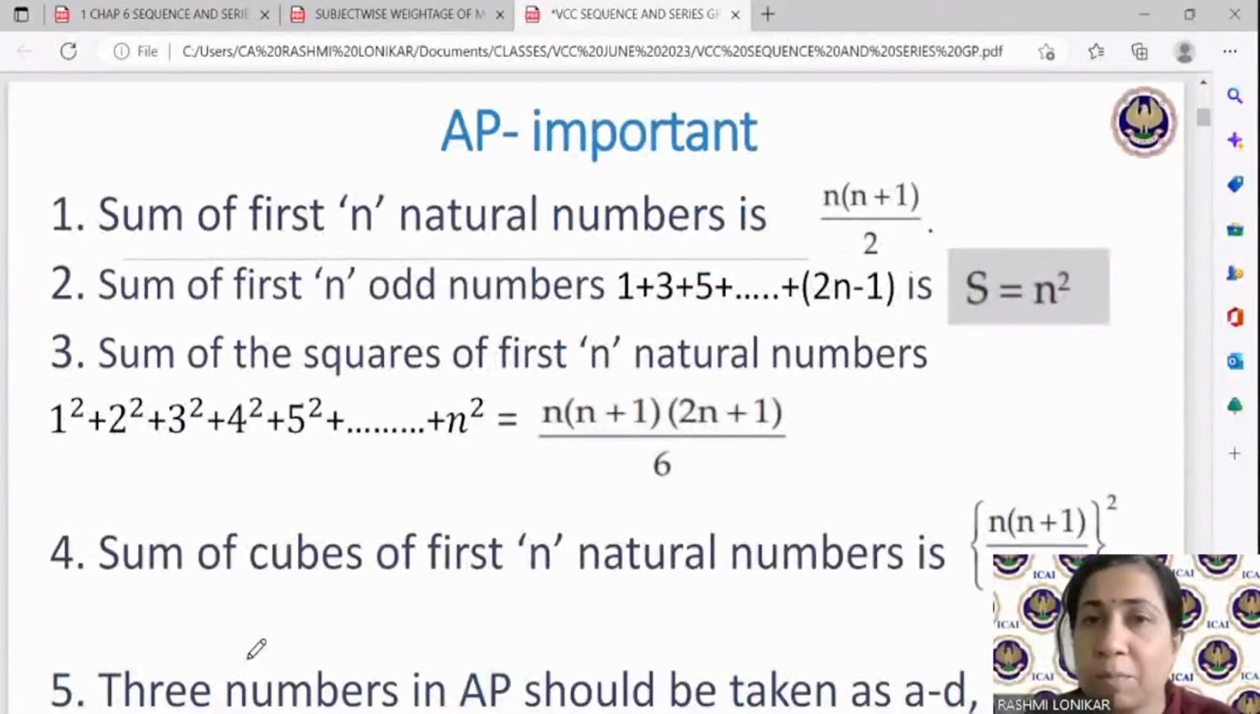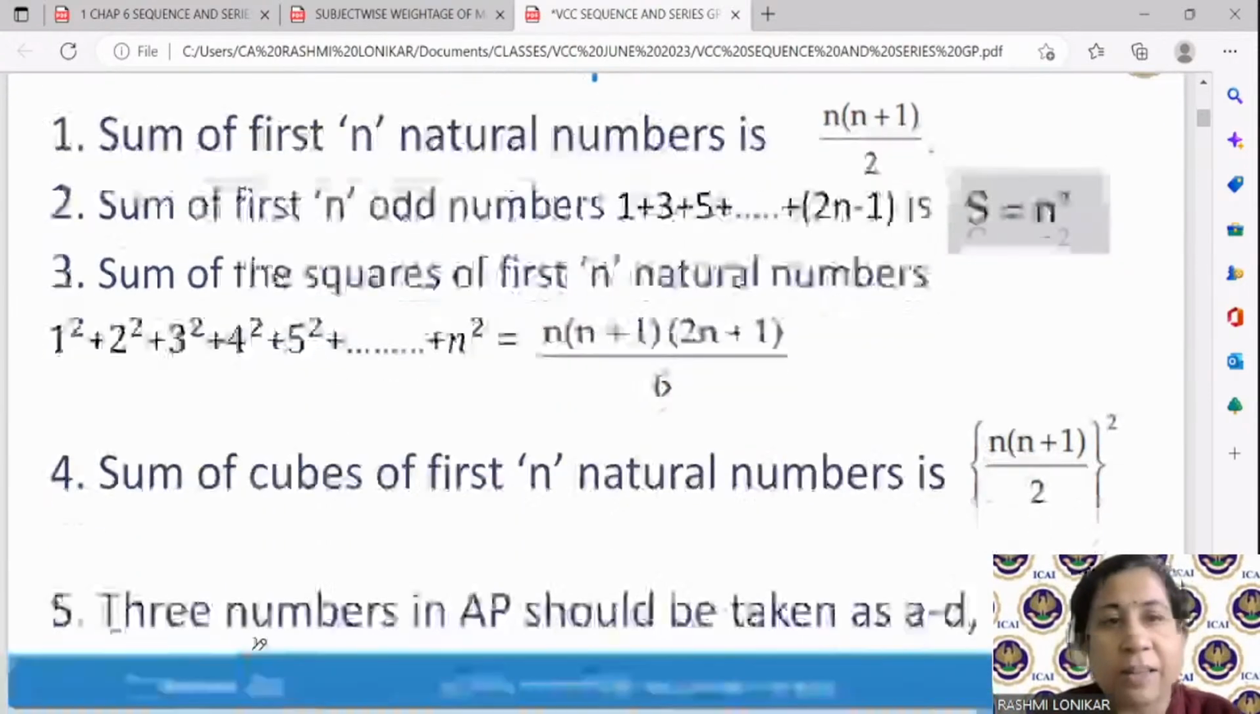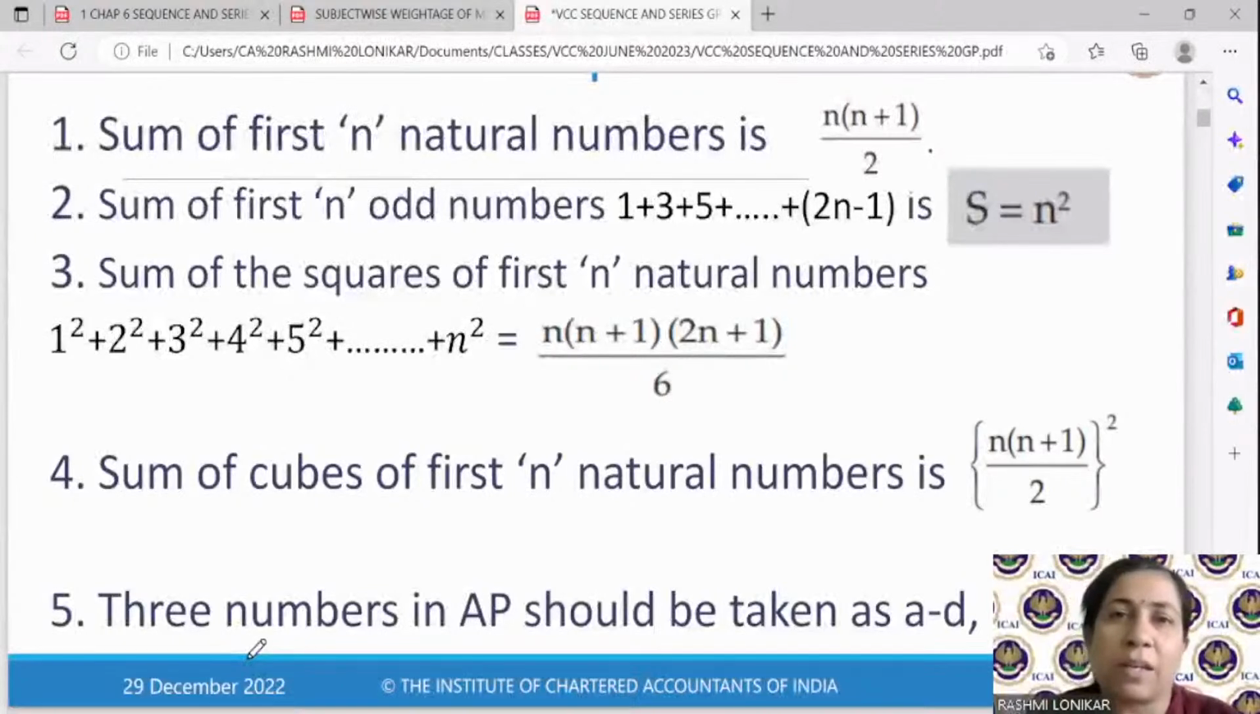Now the other very important formulas, you will be needing these every time, so you must know them by heart. Sum of the first n natural numbers is n into n plus 1 upon 2. Sum of the first n odd numbers is equal to n square. Sum of the squares of the first n natural numbers is given by n into n plus 1 into 2n plus 1 upon 6. Sum of the cubes of the first n natural numbers is n into n plus 1 upon 2, the whole square. And if you have to take 3 numbers in AP, they should be taken as a minus d, a, and a plus d. Okay, this was a quick recap about the arithmetic progression.